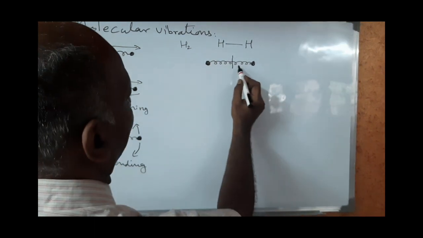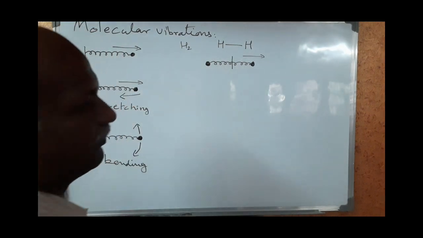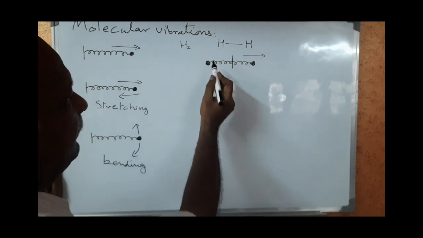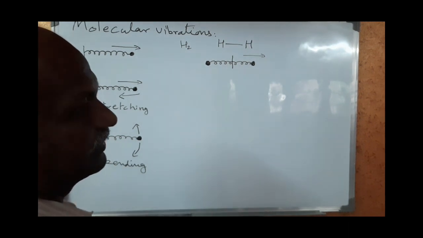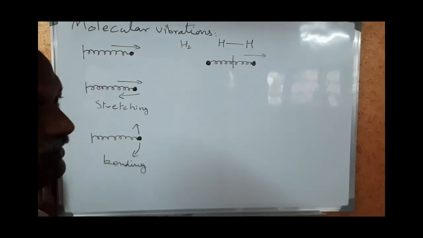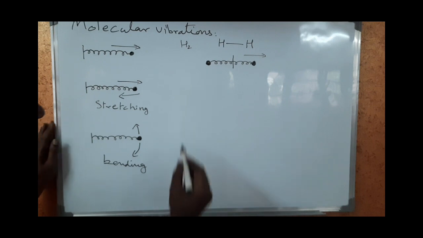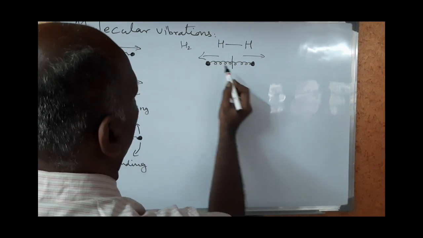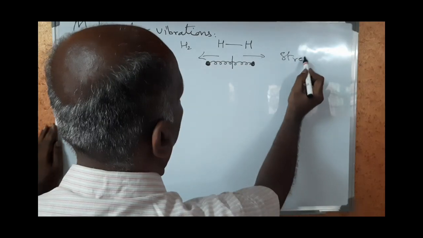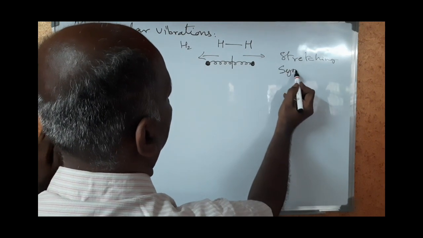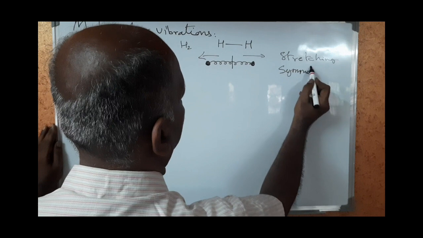If you stretch the steel ball in this direction, it will undergo stretching. The same thing can be done in the other direction also. So in both directions, the steel ball attached by a common spring can stretch. If the stretching is uniform, then it is called symmetrical stretching.